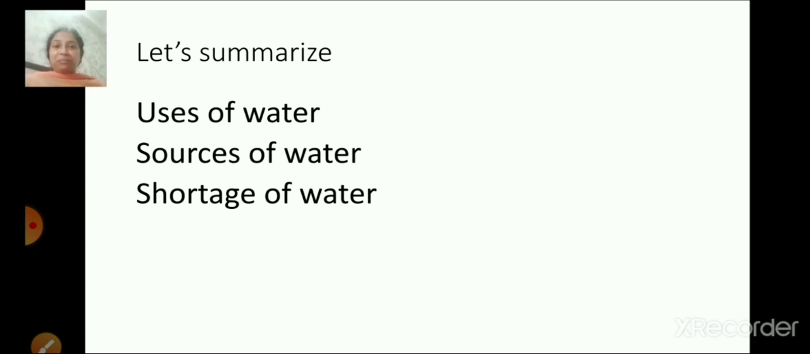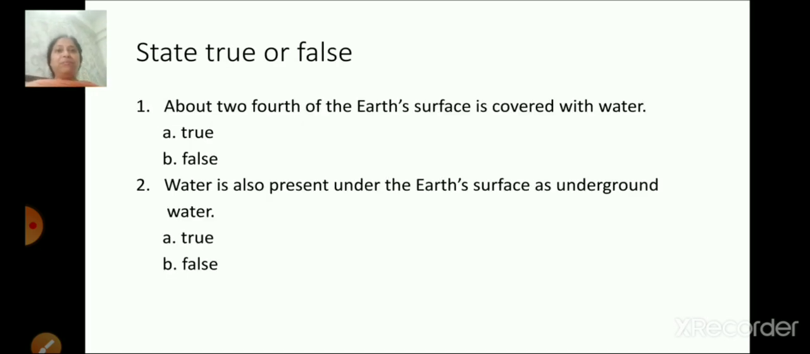Shortage of water. There is so much water in the oceans and seas, rivers, lakes. But still we have a shortage of water. Why? Because the water in the seas and oceans is salty. It cannot be used for drinking or by the farmers for watering their crops. Okay. So children, now let's do some objectives.